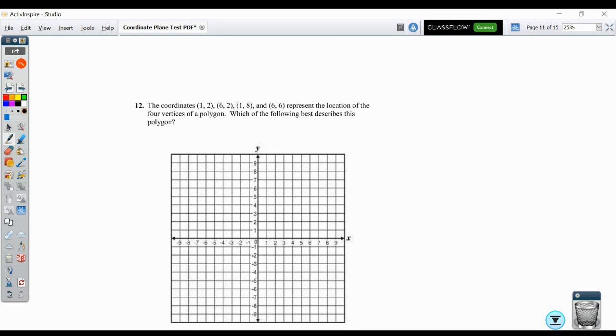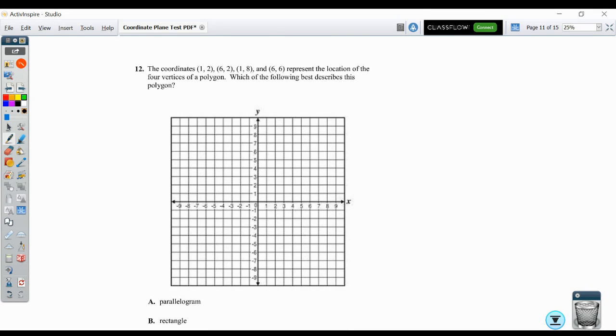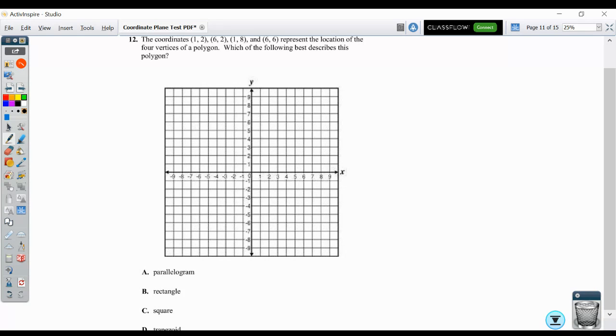Question number 12 says the coordinates of 1, 2, 6, 2, 1, 8, and 6, 6 make the 4 vertices of a polygon. Which of the following best describes the polygon? So it's asking what shape it is. If I look at this, I've got 1, 2. So I'm going to put these in red. I'm going to say 1, 2. That's where my point is. That other one shouldn't be there.